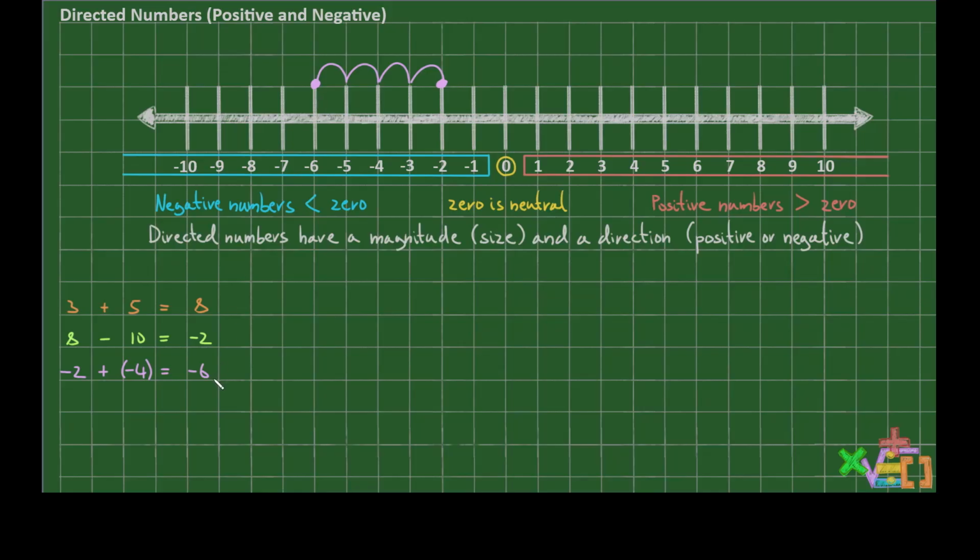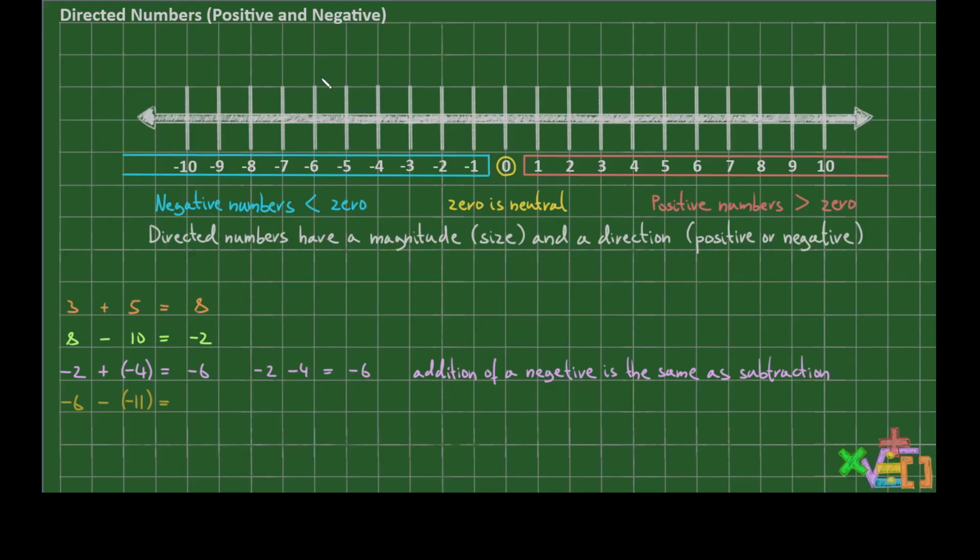Note that this negative 2 plus negative 4 equals negative 6 could have been written in a simpler fashion. And so we can say that the addition of a negative is the same as a subtraction. What happens if we subtract a negative? In this last example, we have negative 6 minus negative 11.